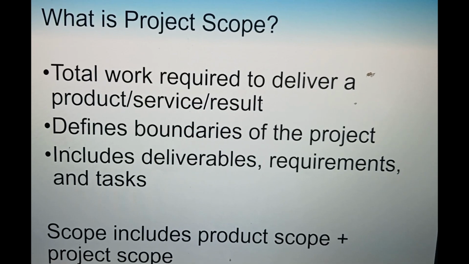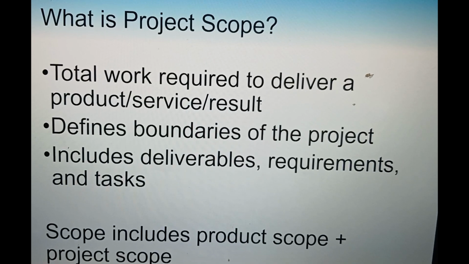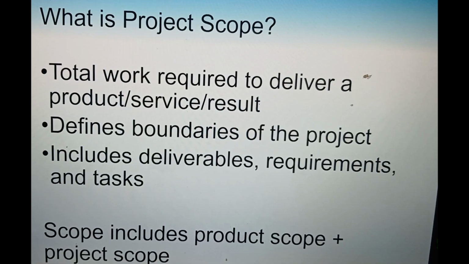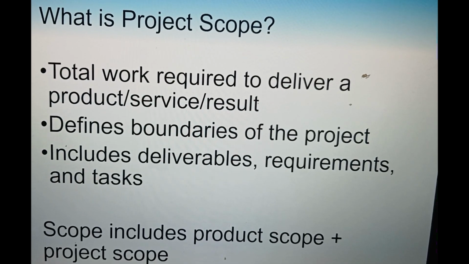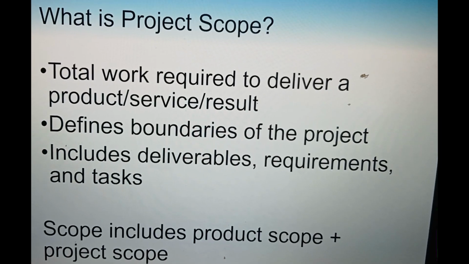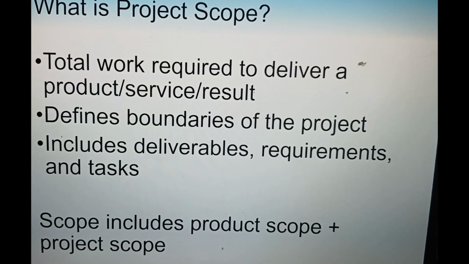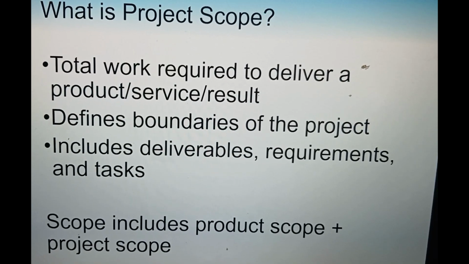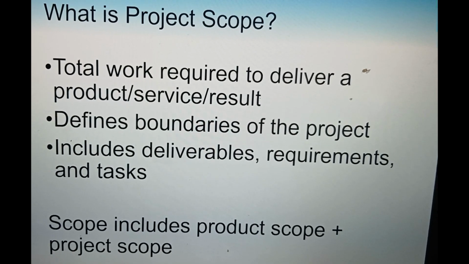And actually, it defines the boundaries of the project, what is to be included and what is not to be included. We talk about what is to be delivered, what the deliverables are, what the requirements are, and what the tasks are. And also we say a scope is a combination of product scope and project scope.